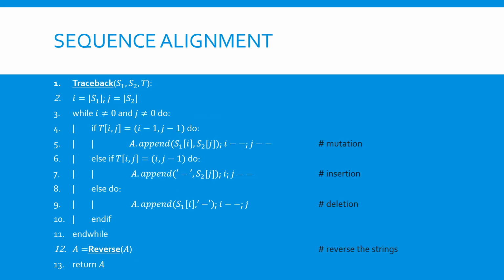Here, we present the pseudocode for the traceback function. Lines 5, 7, and 9 handle the mutation, insertion, and deletion cases, respectively. Note that in line 12, we reverse the alignment of the two sequences. This step is necessary because the traceback is performed in reverse order, where the alignment of the suffixes was constructed first. Hence, by reversing the result, we can obtain the alignment in the original direction.